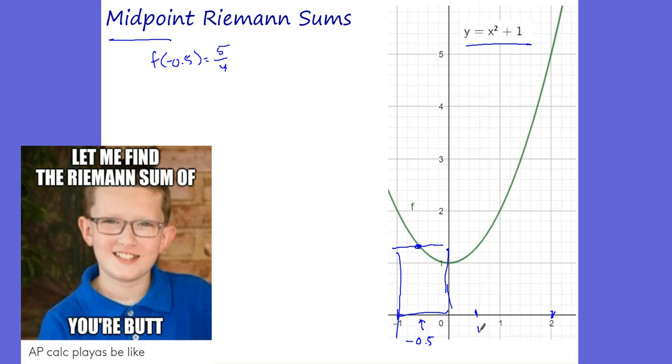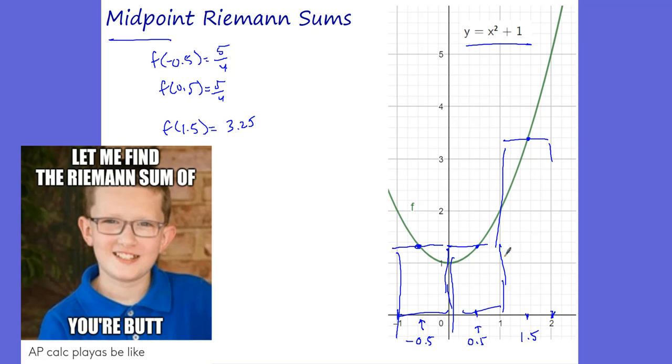Now, we're going to take the middle point between 0 and 1, which is 0.5, and we get the same thing. f of 0.5 is equal to 5/4. And so we have another rectangle right here. Now, what is our middle point between 1 and 2? It's 1.5. And so we have to take f of 1.5. So we plug that into our function. 1.5 squared plus 1 ends up becoming 3.25. 3.25 right up here. And that is the rectangle we're going to use to take the area.